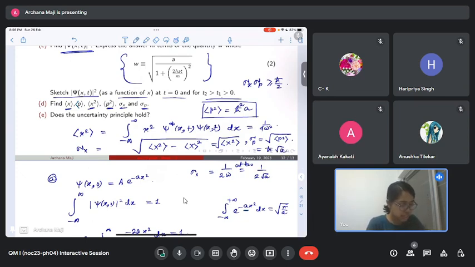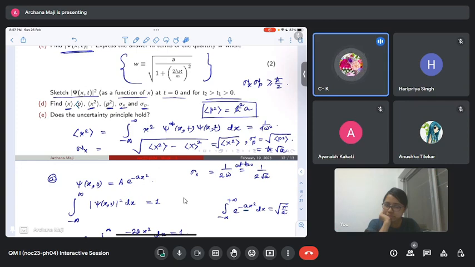So you can see at t equal to 0, the uncertainty principle holds exactly, meaning sigma x sigma p is h cross over 2, and as time increases it will be greater than h cross over 2, because omega appears in the denominator, and as time increases omega decreases. So sigma x sigma p will be greater than or equal to h cross by 2. Clear?